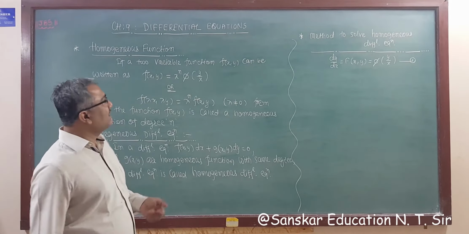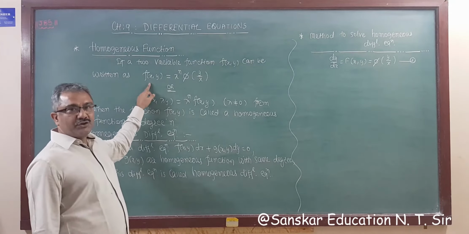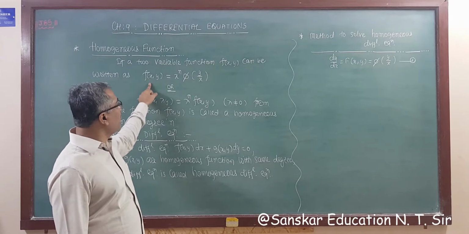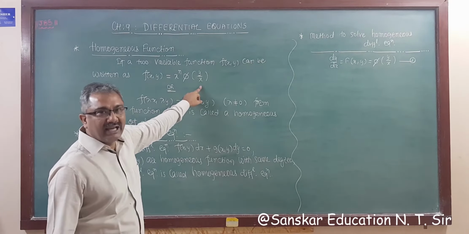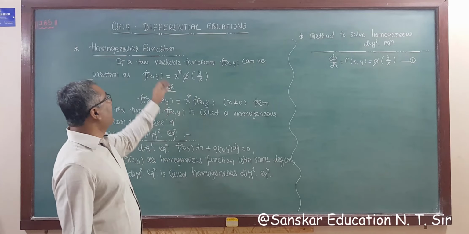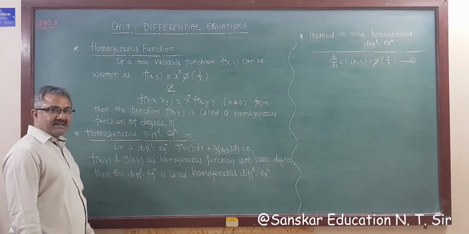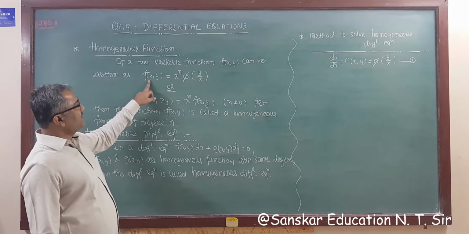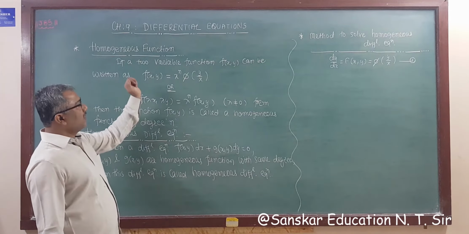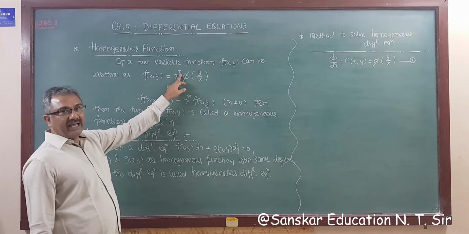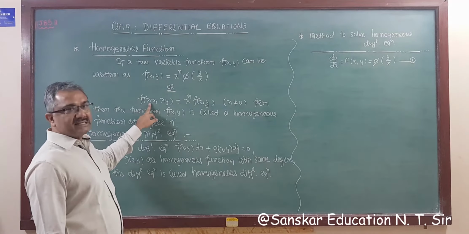If that function can be written in the form f of x, y equal to x raised to n into phi of y by x, right, then this n is the degree of the homogeneous function. Then this function is said to be a homogeneous function of degree n.